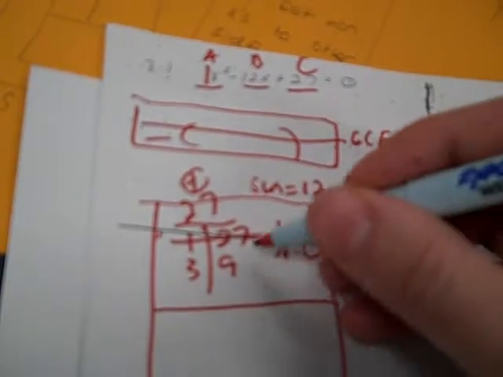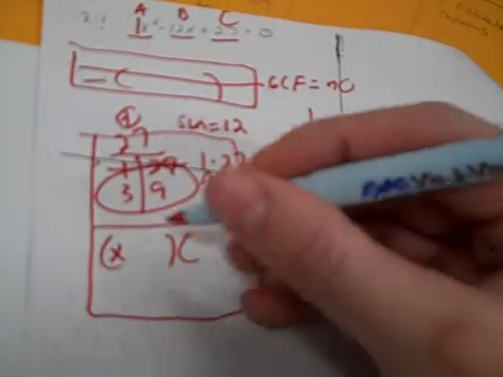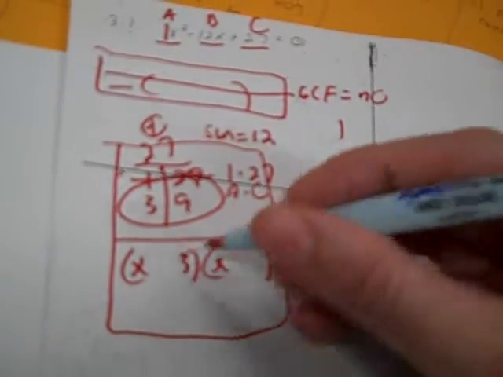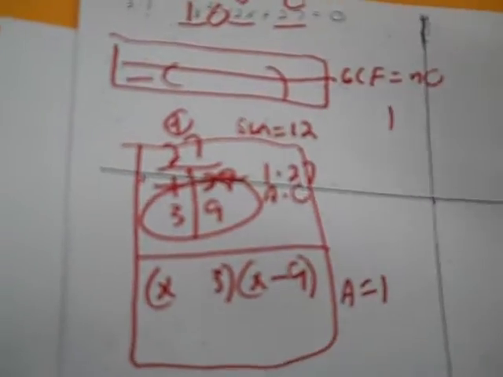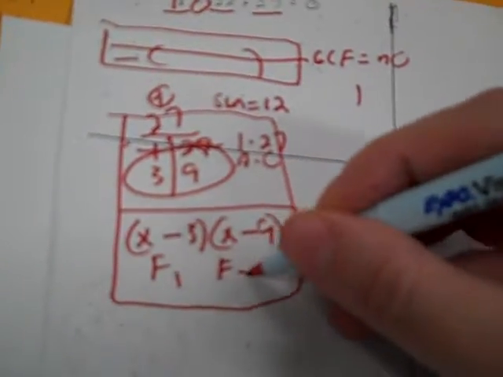Nope. 27 divided by 2, 3 and 9. Yep. Okay. Now A here, A is equal to 1. So I just need the 2 to break it down because it's 1x squared. So x times x, 3 and 9, minus 12. So you're going to have minus 9 for sure. And that's a sum, so they'll be identical. Okay. So that's F1. That's F2.